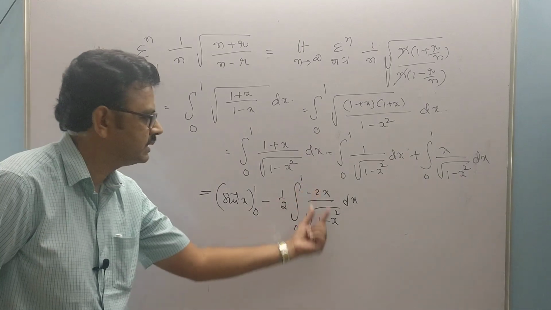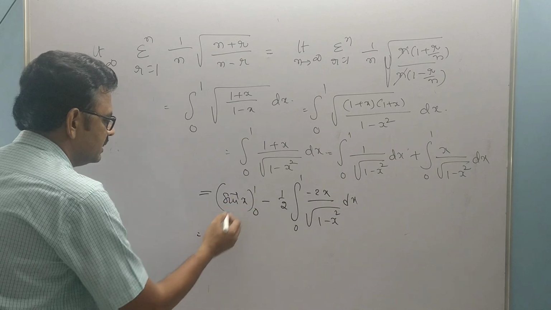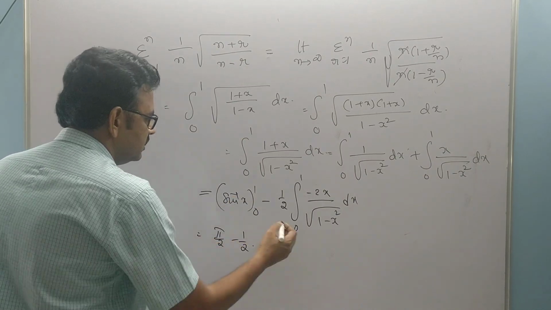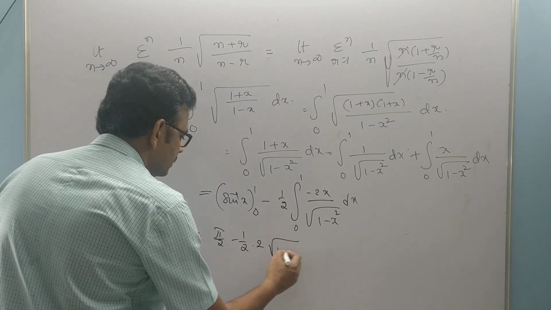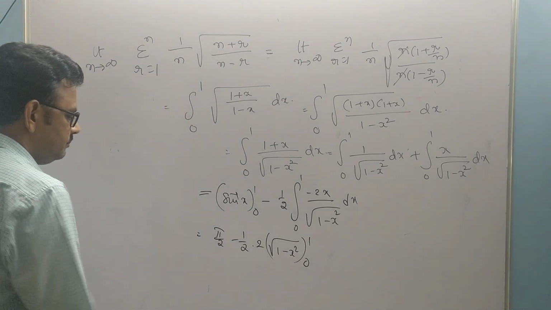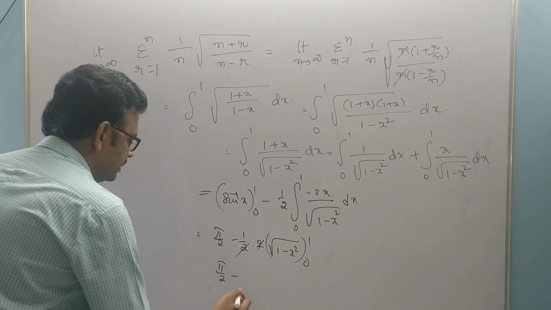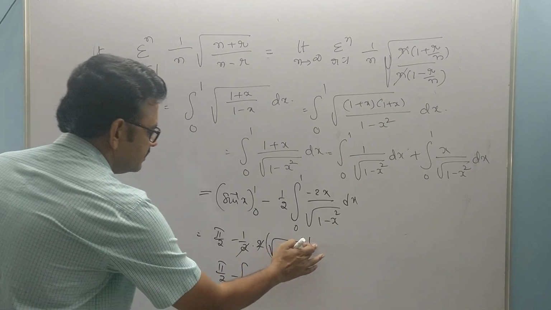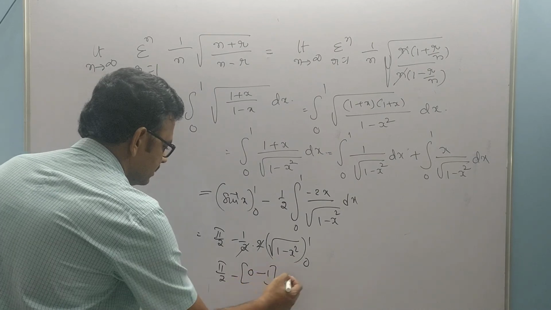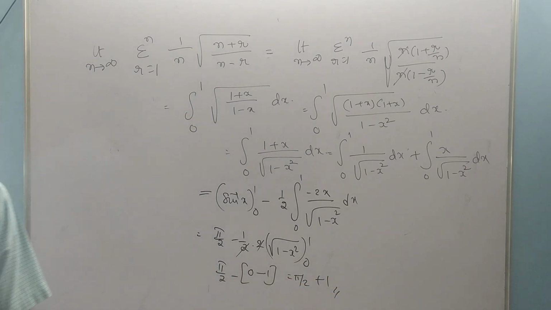This is f dash x by root f of x form. For this, applying the limit, upper limit sin inverse of 1 is pi by 2, minus 1 by 2 into, so this is 2 root f of x, 2 root 1 minus x square, limits 0 to 1. The 2s get cancelled. So this is pi by 2 minus, if you apply the upper limit, 1 minus 1 is 0, minus lower limit is 1. Therefore, that is equal to pi by 2 plus 1, which is the answer.